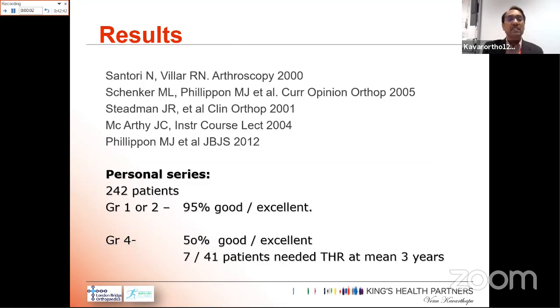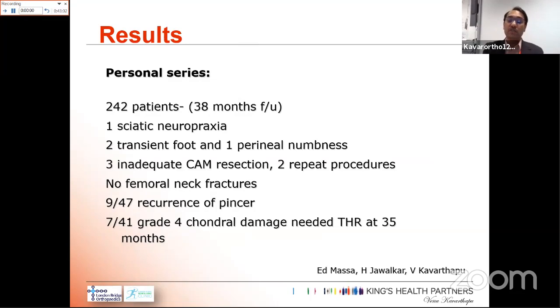In my personal series, those with grade 1 or 2 chondral damage on the acetabular side had 95% good to excellent results at the 38-week mark. But those with grade 4, 7 of those 41 patients required a hip replacement at a mean of 3 years. So if there is grade 4 with labral detachment, quite a lot of them don't do as well.